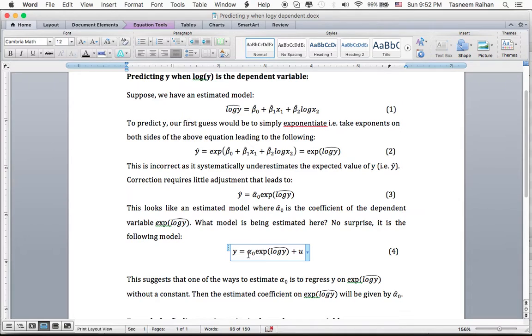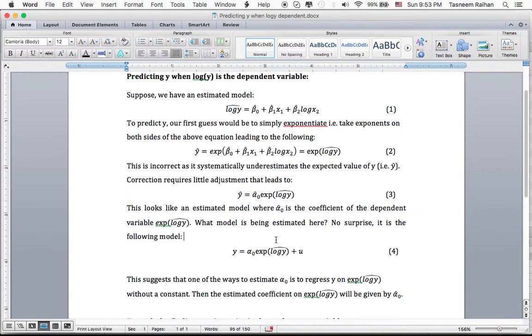So it basically means that one of the ways to estimate alpha naught is to regress y on exponent of log y hat. So our dependent variable would be y, and independent variable would be exponent of log y hat. If we run a regression like this, then we can come up with an estimate of alpha naught hat, and that's all we need, because as I said before, this is the factor that we need to multiply the exponent of log y hat with to remove the systematic underestimation of y hat.